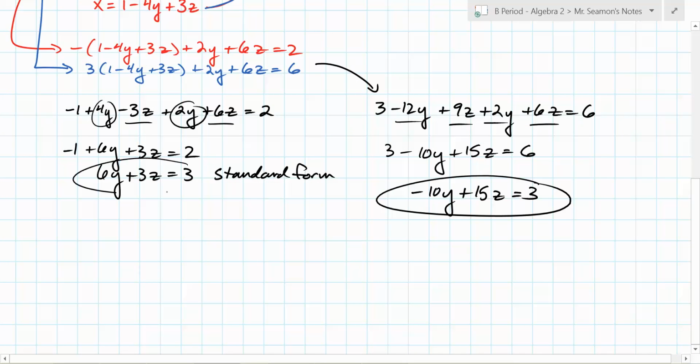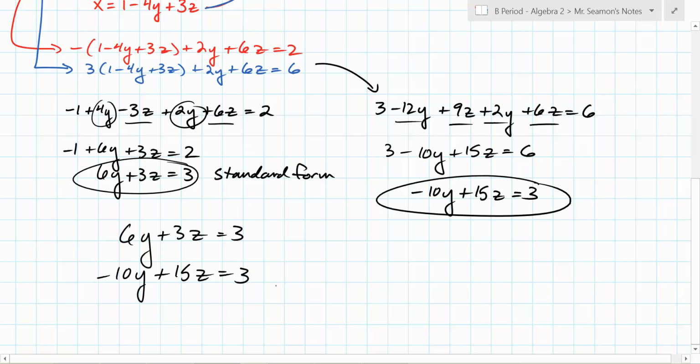We have 2 equations. Now, why did we like to put y first and then z? It's really nice if you put it in alphabetical order so that you can keep track of the variables. We now have 2 equations: 6y plus 3z equals 3, and negative 10y plus 15z is equal to 3. Before we write that down, is there something we could do to simplify this one? Not really. It's fine.